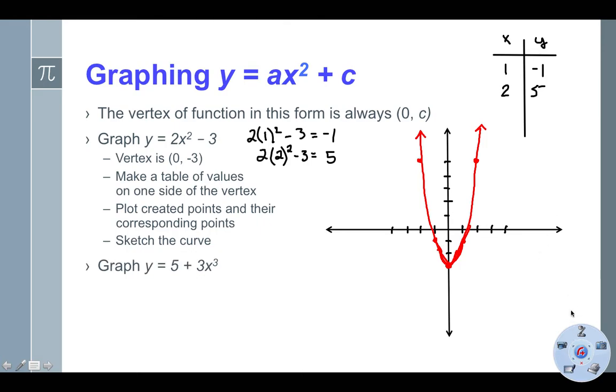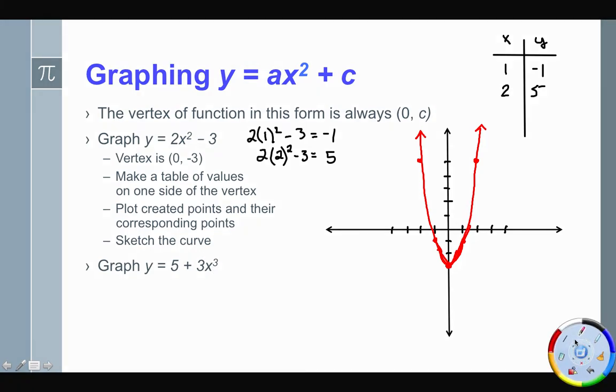So what would happen? Oops, that's not supposed to say cube. We don't know how to graph cubic functions yet. That should say a 2. Sorry about that.